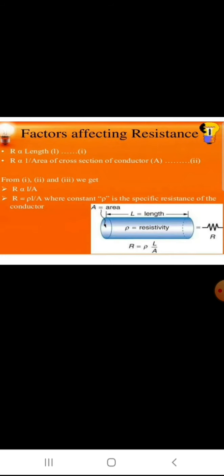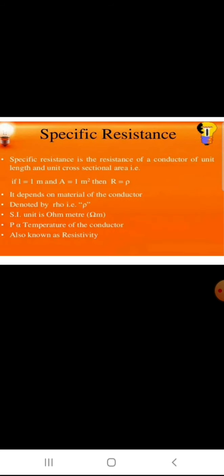Next one, factors affecting resistance. R is proportional to length l, and R is proportional to 1/A, where A is the area of cross section of the conductor. So R ∝ l/A, or R = ρl/A, where the constant ρ is the specific resistance of the conductor.